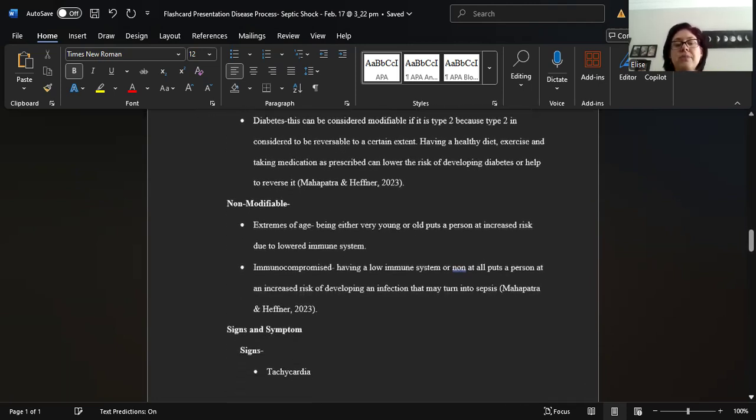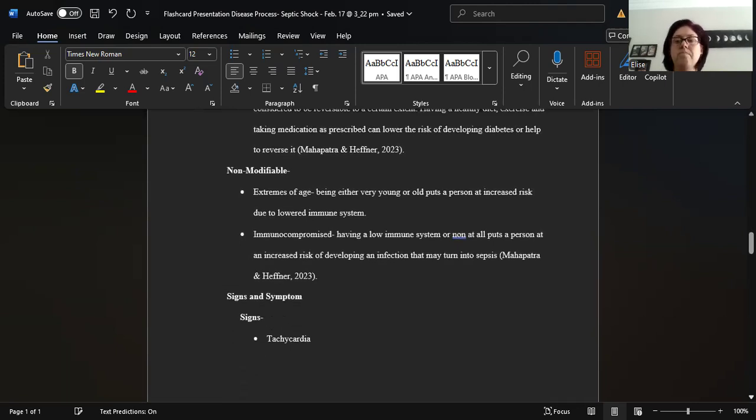Non-modifiable would be extremes of age. So babies, infants, toddlers, or the elderly are more susceptible because their immune systems are lower than a healthy young adult. And then, like I stated above, immunocompromised people. So having a low immune system gives you an increased risk of developing infection, which then can lead to sepsis.